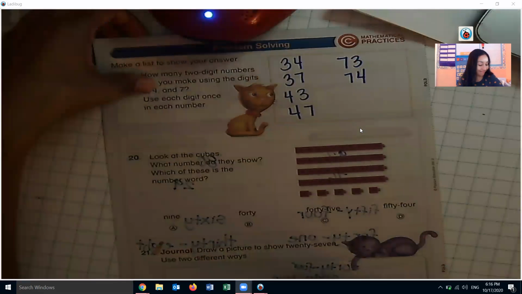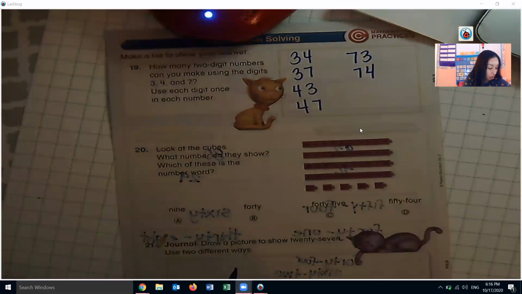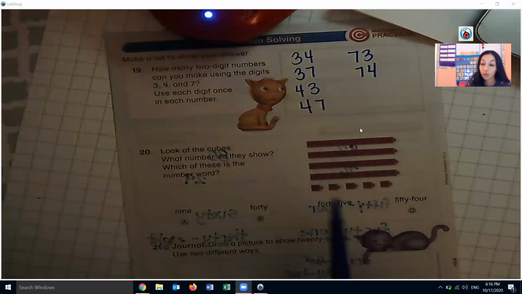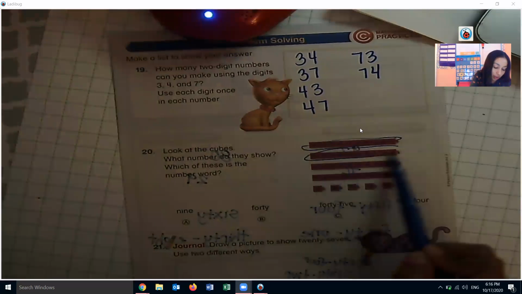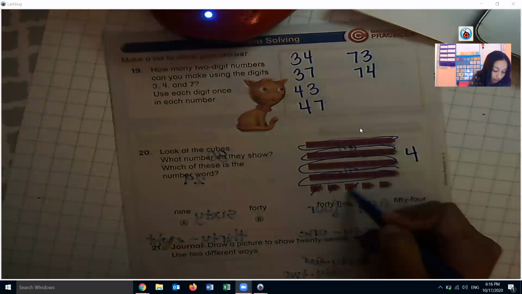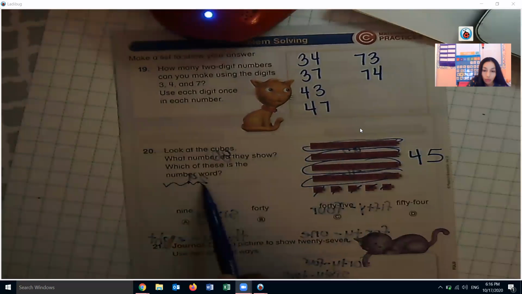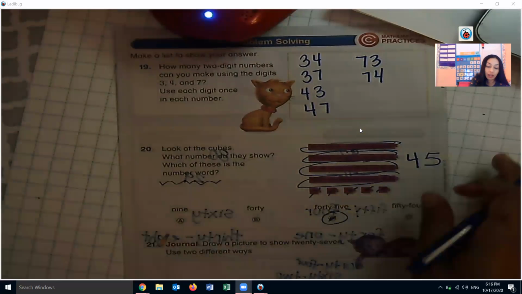I'm working. Okay, look at the cubes. What numbers do they show? Which of these is the number word? So I'm going to count the cubes. So when they're all linked together, it's a group of 10. So I have 10, 20, 30, 40. I have 4 10s. 1, 2, 3, 4, 5. 4 10s, 5 1s. Which of these is the number word? So I have 9, 40, 45, ding, ding, ding, 54. So it should be letter C is the one that says 45.